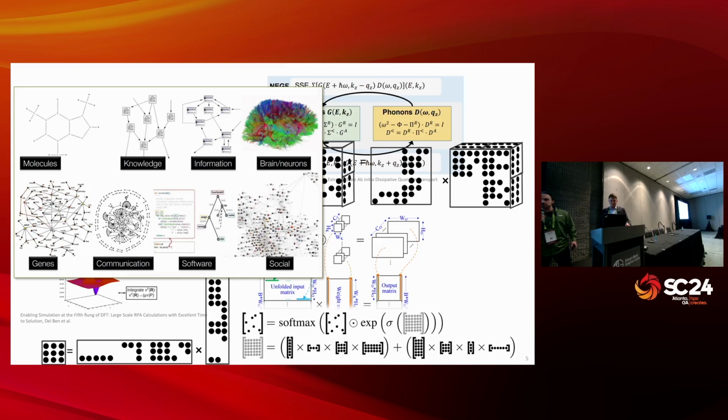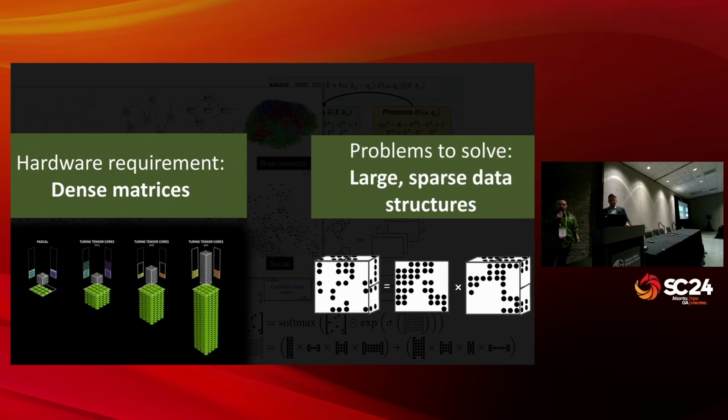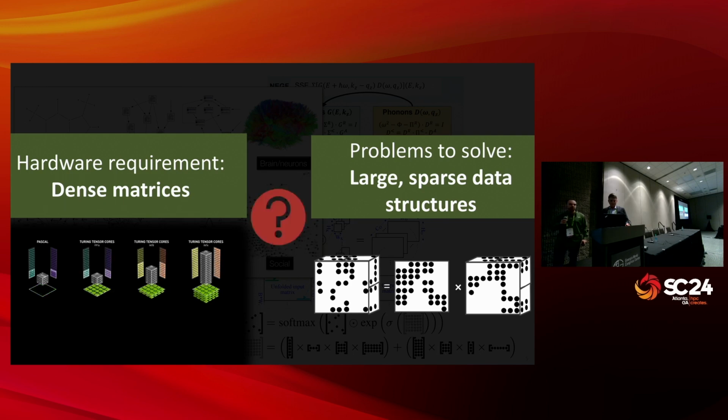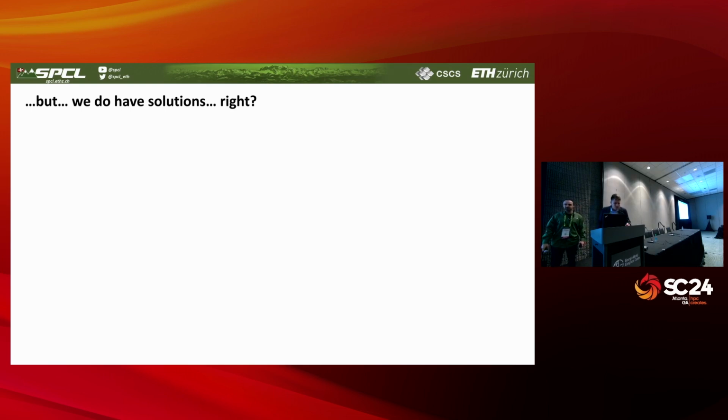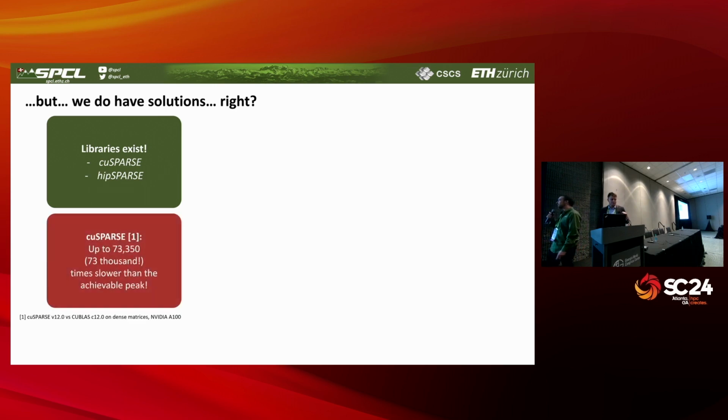So now the question is actually, how do we want to use this hardware that is designed around dense matrices to solve the problems? And our problems are usually unstructured, very sparse, and ill-suited for this hardware. But we do have solutions, right? Libraries exist. For example, cuSPARSE from NVIDIA and hipSPARSE from AMD. Yes, that is true, but actually they are surprisingly underperforming. So, for example, cuSPARSE from NVIDIA, depending on the scenario, can perform several thousand times slower than the achievable peak.